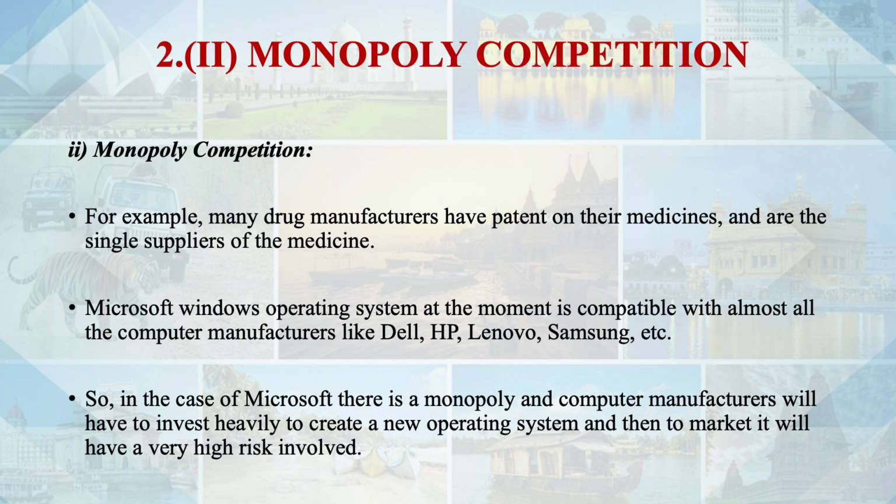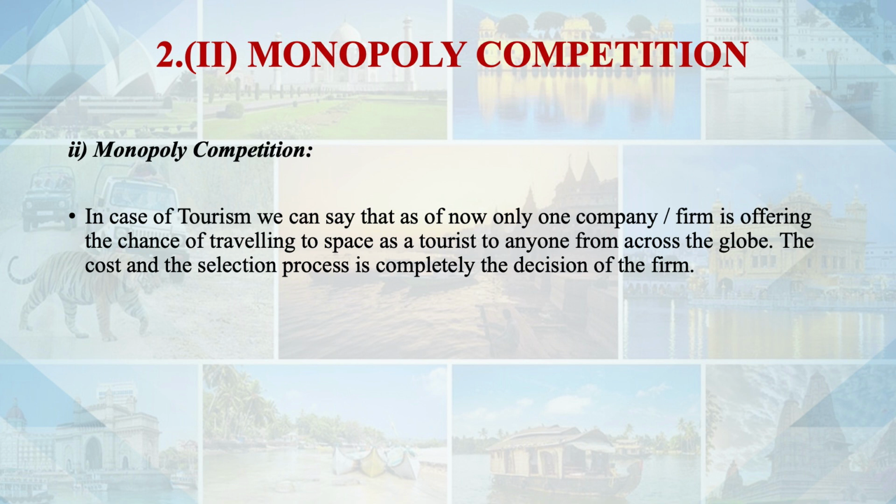So, Microsoft has a monopoly and there is no market risk involved. In the case of tourism, we can say that as of now, only one company, that is firm, is offering the chance of traveling to space as a tourist to anyone from across the globe. The cost and selection process of a space traveler is completely decided by the firm. It is the choice of the firm.